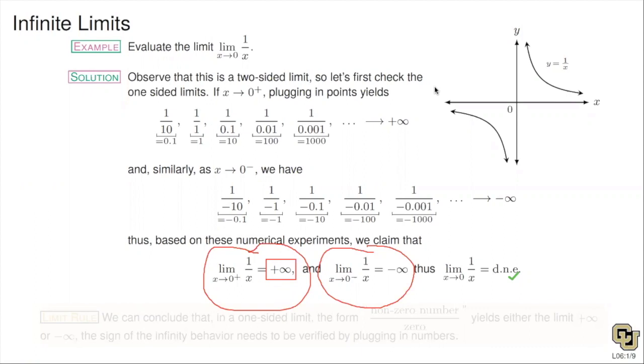Remember, plus infinity is not a number. Plus infinity is a behavior. When I write the limit as x goes to 0 from the right of 1 over x equals plus infinity, what I'm saying is that the function gets larger and larger and larger forever without bound and doesn't stop getting bigger. The limit does not exist. It diverges to plus infinity.